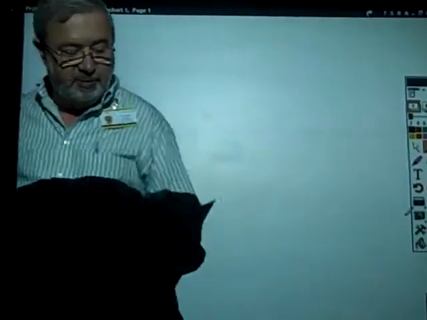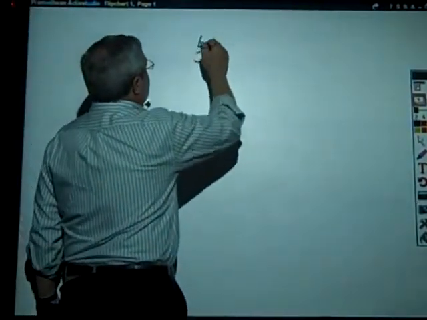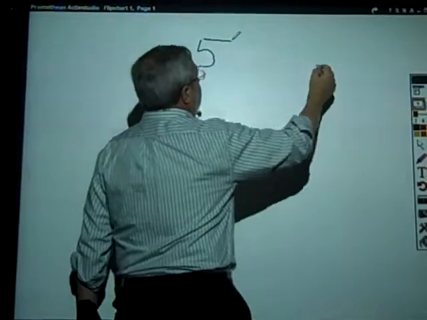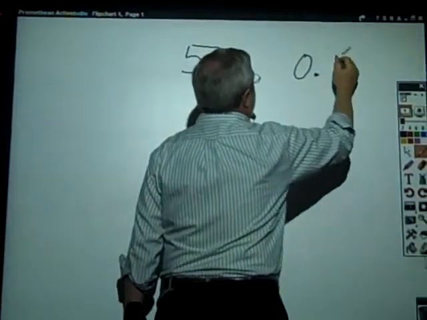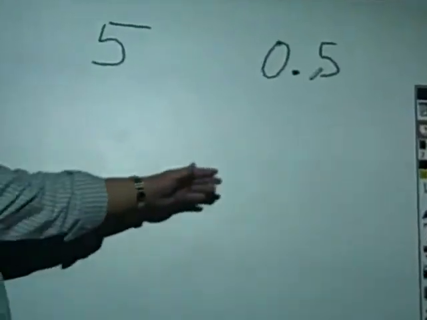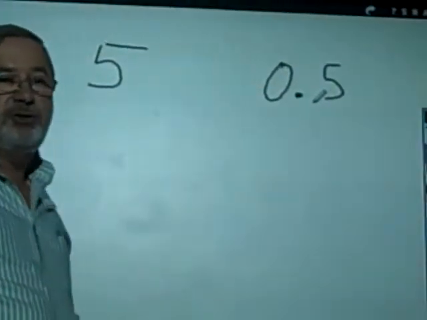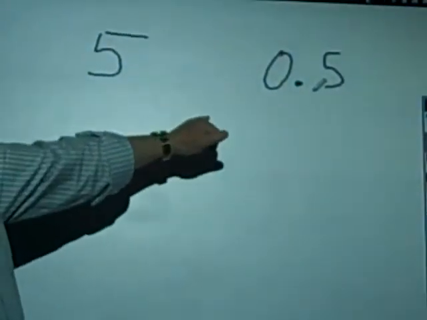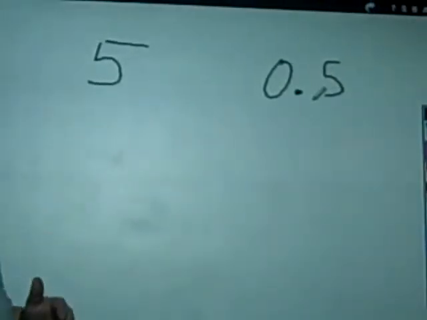Alright, let's get started. Let's look at the difference between a whole number and a decimal number. Five, of course, being your whole number. 5/10, 0.5, is your decimal number. This is what we have to deal with. We have to be able to identify and separate these two.